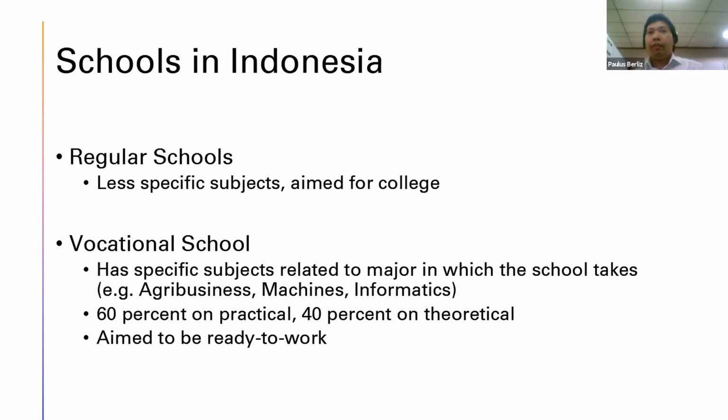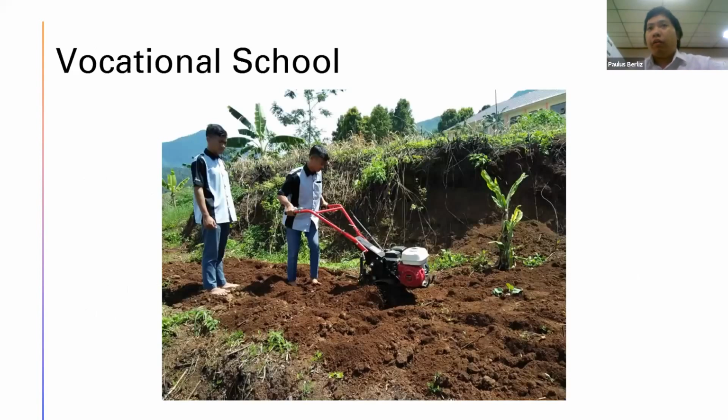The portion of practical and theoretical learning is based on the curriculum given to the schools by government law. 60% of the learning system needs to be in practical sessions, and 40% is theoretical. This means that students in vocational schools practice their theory more than in regular schools, and they are aimed to be ready to work in any kind of work environment. This is one sample: in our city, Bandung especially, one of the vocational schools has a major in agribusiness.